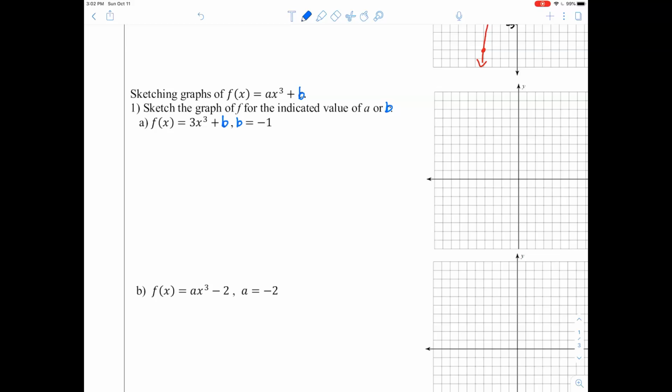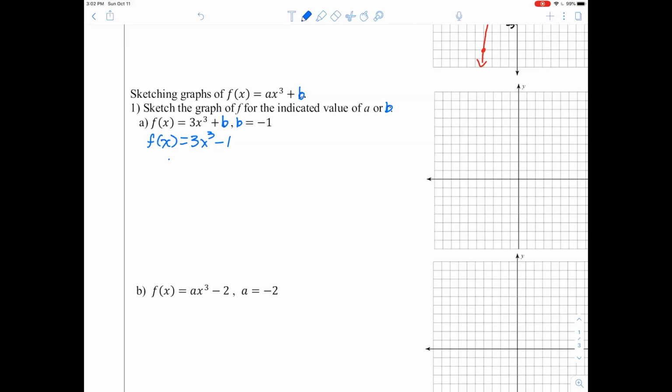And you can see that we have the vertical actions there in the transformation form. There's nothing in the parentheses with the x, so there's no horizontal actions happening here. So here we're going to take the function f of x is equal to 3x cubed, and b is -1. So we're going to replace that with a -1.